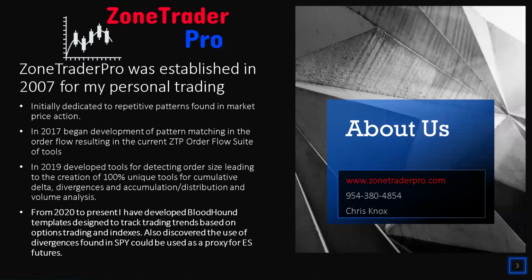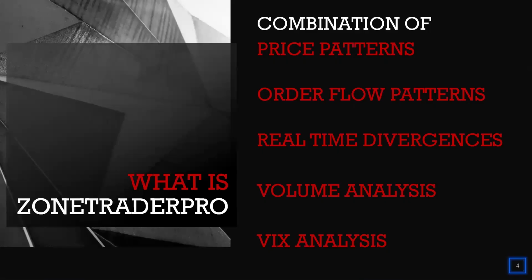Then in 2020, as basically COVID was starting, I learned how important it was to track and follow the options. And that's basically what we're going to start with right now. But NinjaTrader Pro actually involves 5 different pieces of the toolkit. It looks at price patterns, order flow patterns, and real-time divergences.